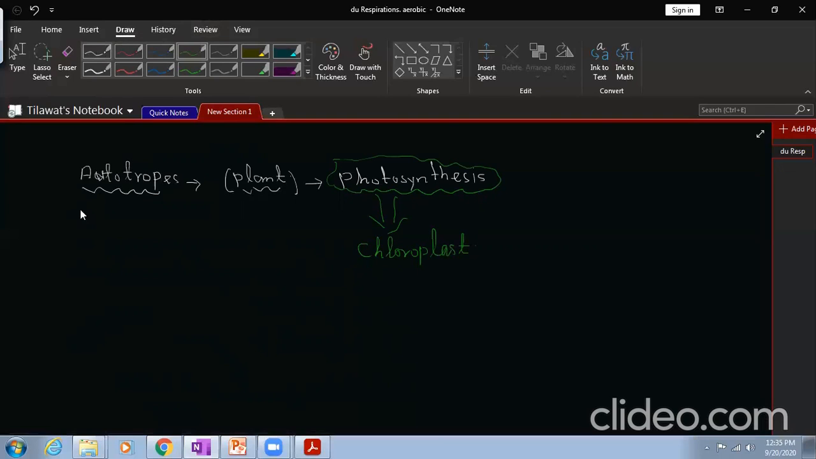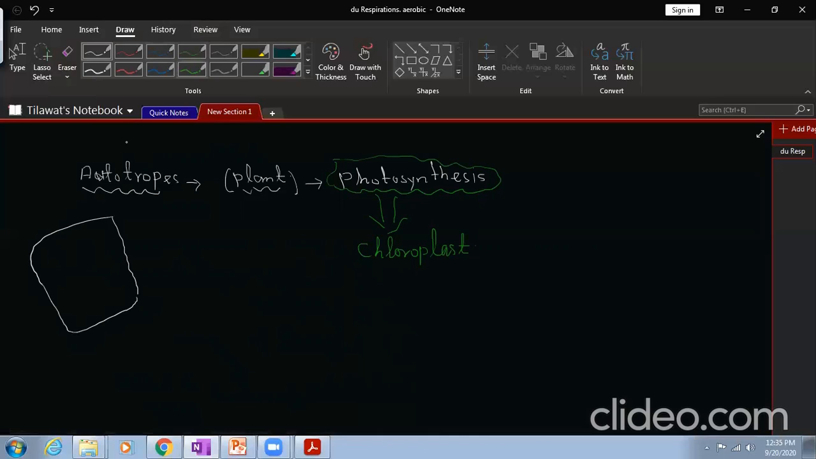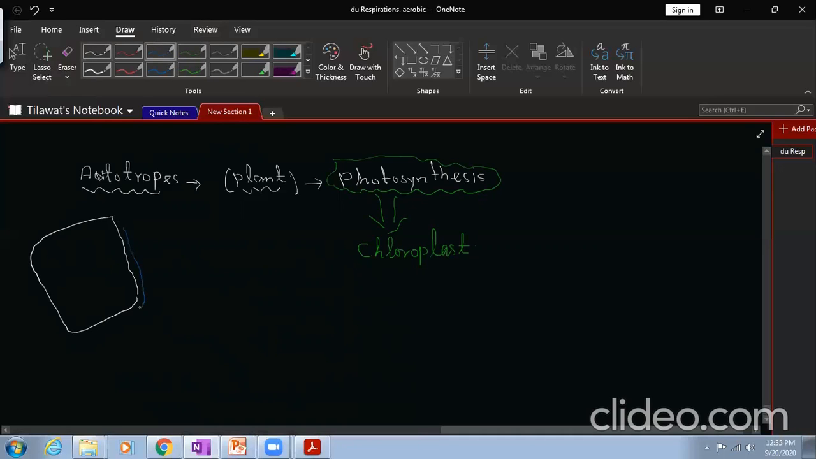Now let's suppose this is a plant cell, surrounded by a cell wall. Inside the plant cell, this is a vacuole. Am I clear? And this is the nucleus. So inside the plant cell, you will see some green things. That is actually chloroplast. So let me take this chloroplast out and study it outside.